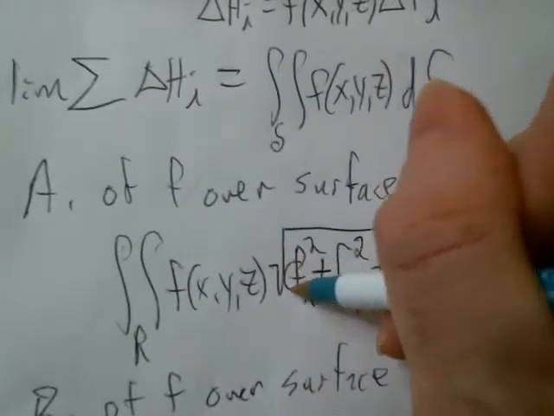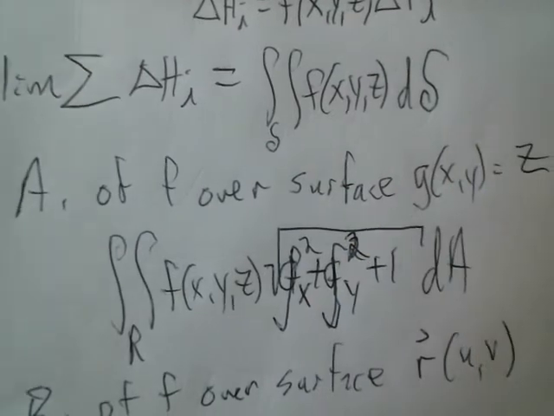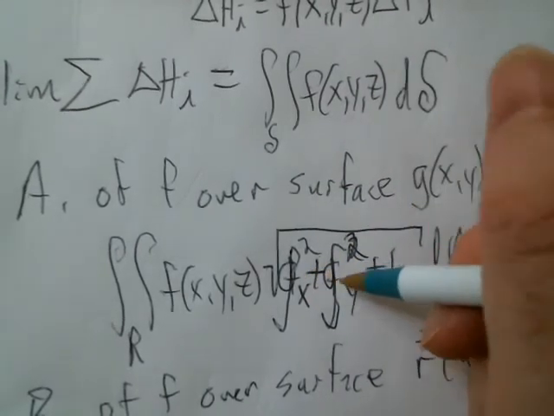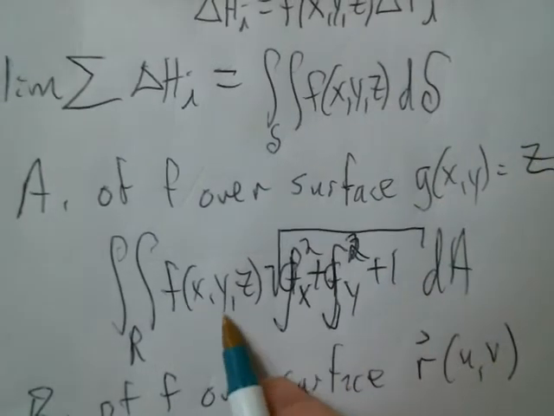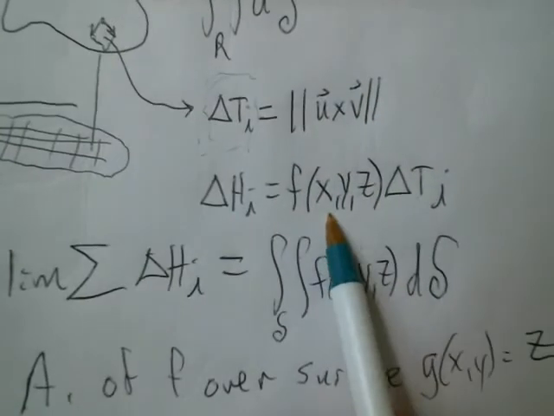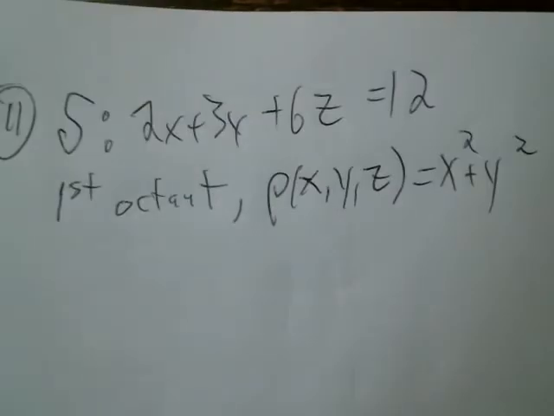These guys should be g's, right? These are g's, not f's. Sorry about that. They're different, right? This is some added factor, which is different than the surface. Hopefully that didn't confuse you.